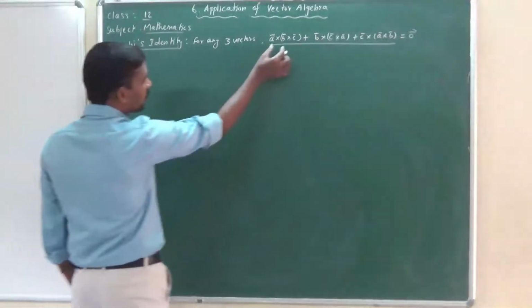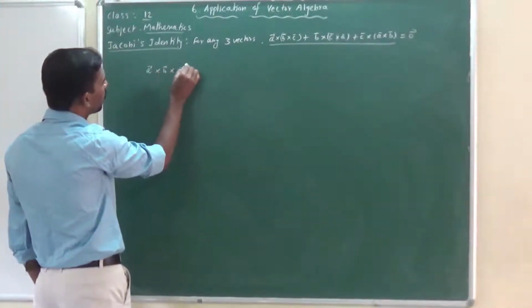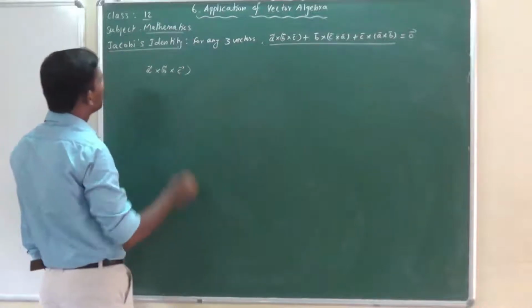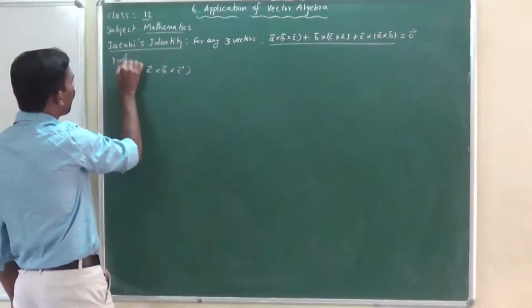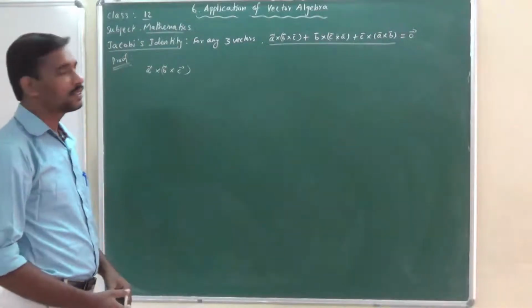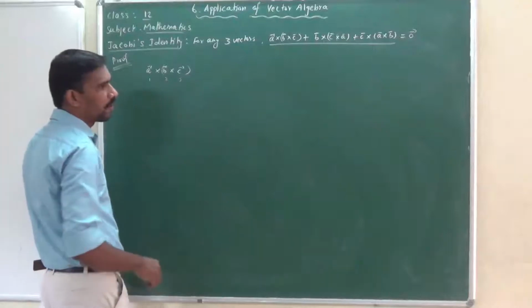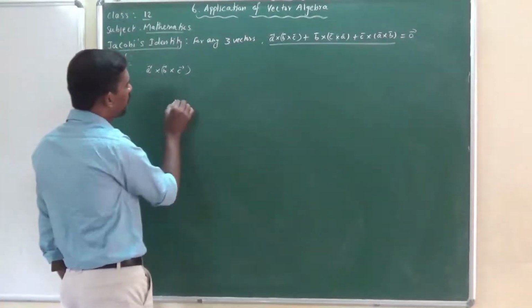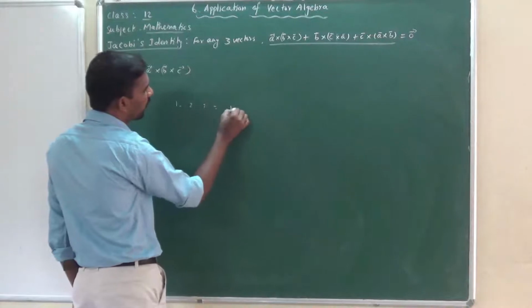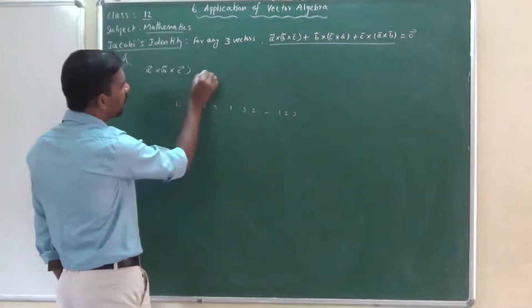Now consider the first term: a vector cross (b vector cross c vector), with b and c inside the bracket. This is the proof of Jacobi's identity. This is a triple vector product. So in 1, 2, 3, it is easy. If you are taking vectors 1 to 3, we can write 1, 3, 2 minus 1, 2, 3. Just interchange the values here.